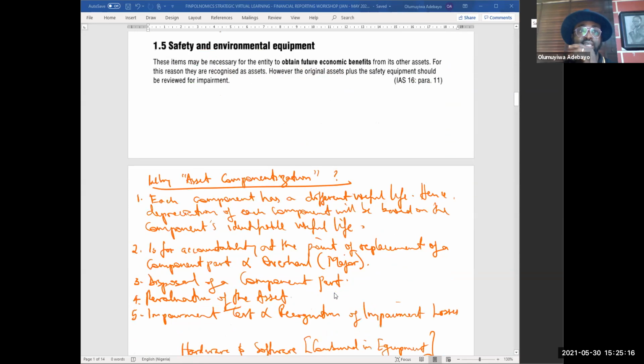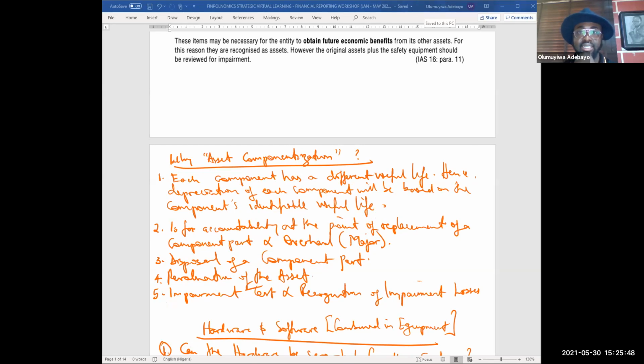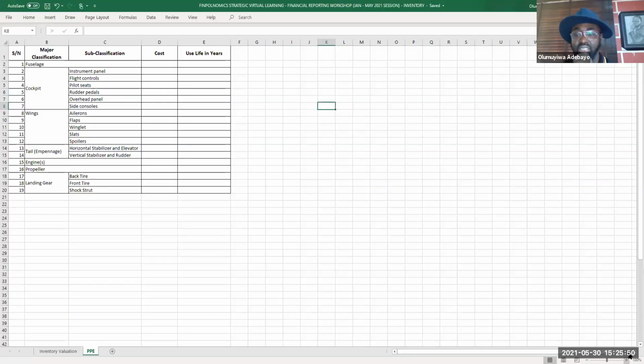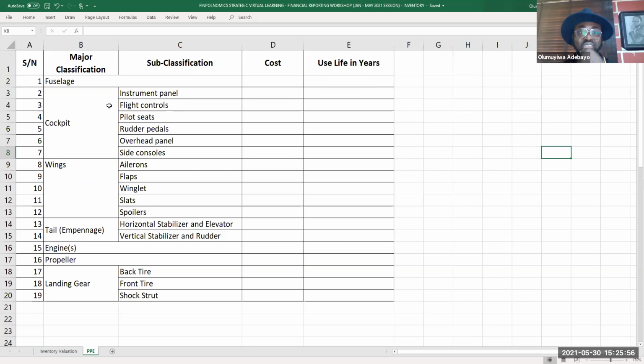Under asset componentization, we identified 5 reasons why asset componentization needs to be taken into consideration, and what item componentization entails, where we made a practical demonstration of it using an aeroplane. In using the aeroplane, we came to the conclusion that an aeroplane is made of the following component parts. If I could refresh our memories, these are the component parts to which the aeroplane was taken into consideration.